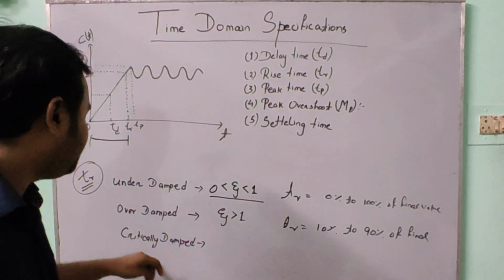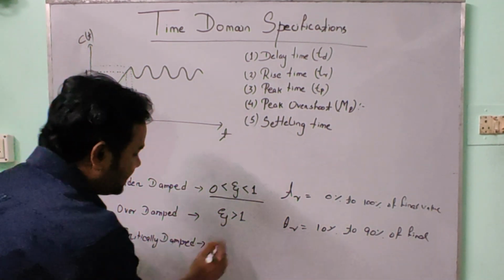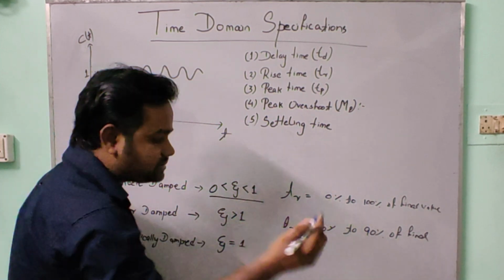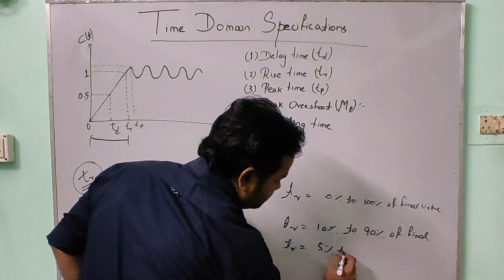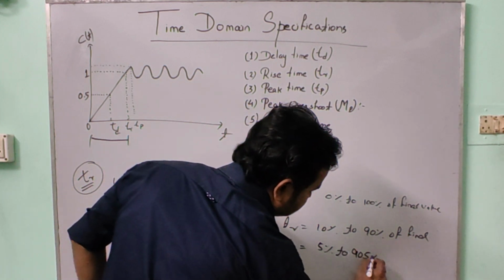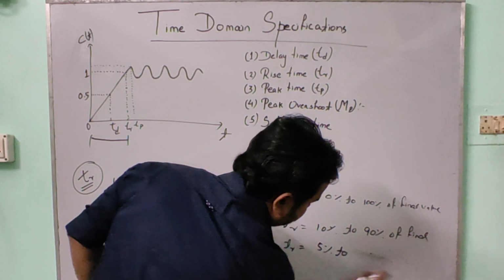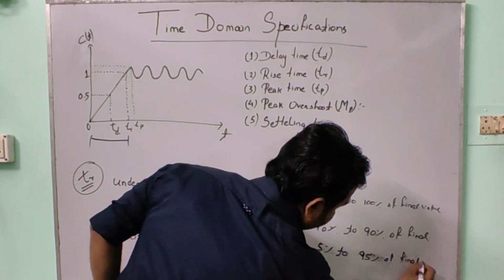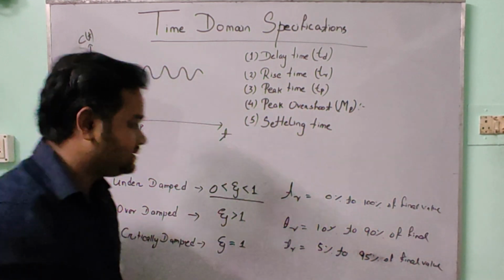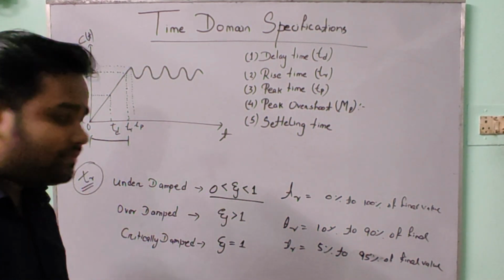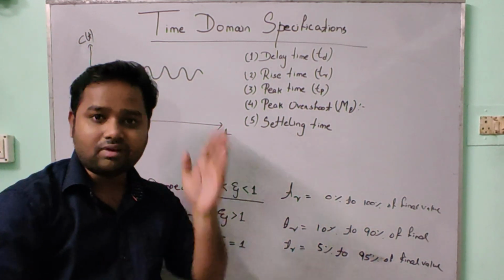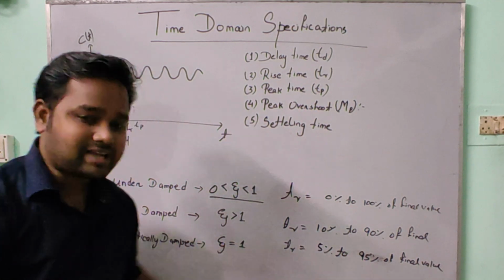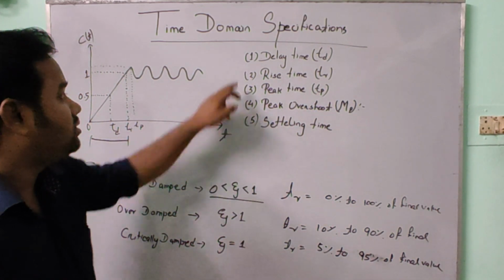Similarly, for a critically damped system, zeta is equal to 1. Here, the TR value varies from 5% to 95% of the final value. That means for the very first time, the time taken from 5% of the final value to 95% of the final value is known as the rise time for a critically damped system. Now the rise time is over.